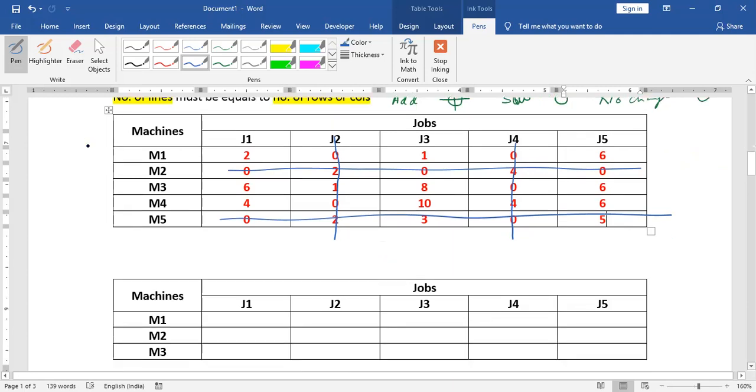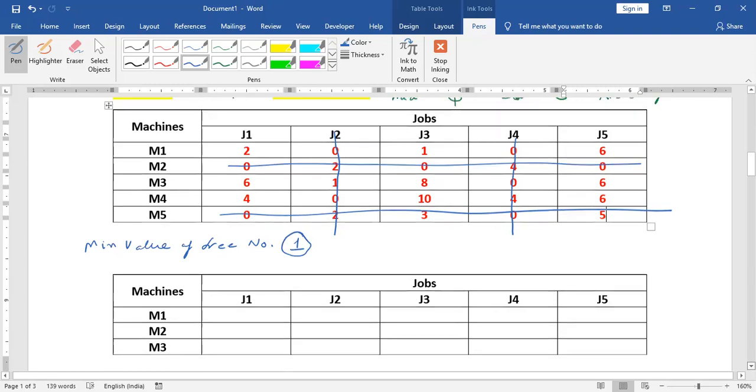Just tell me what is the minimum value of free numbers? The minimum value of free numbers is 1. You can see 2, 1, 6, 6, 8, 6, 4, 10, 6. So the minimum value is 1. So what we have to do, we will do the same process which we discussed previously.